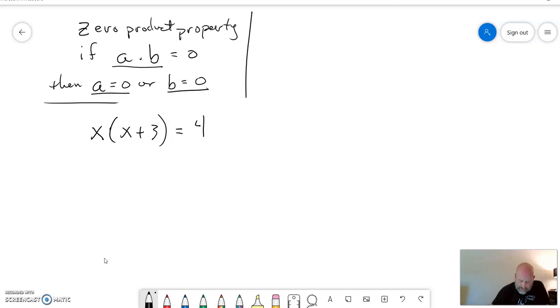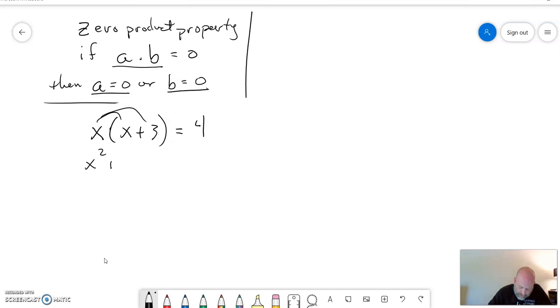I do have two things multiplied on the left-hand side, but I don't have them set equal to 0. So if I don't have a 0 on the right-hand side, or whichever side you choose to put your 0 on, what you're going to need to do is move things around so that you can get a polynomial equal to 0. And so that's what I'm going to do. I'm going to start by distributing this.